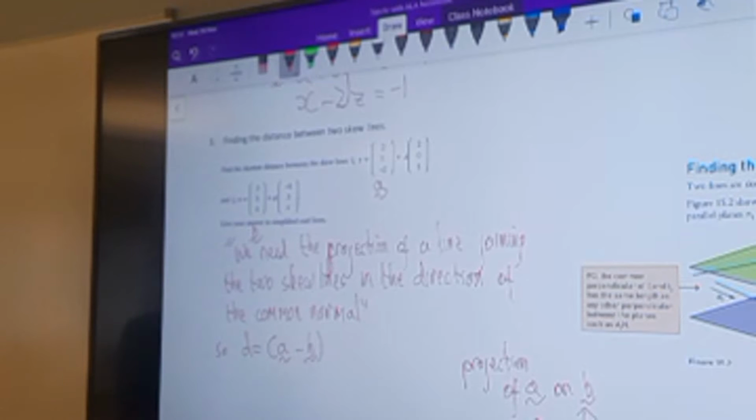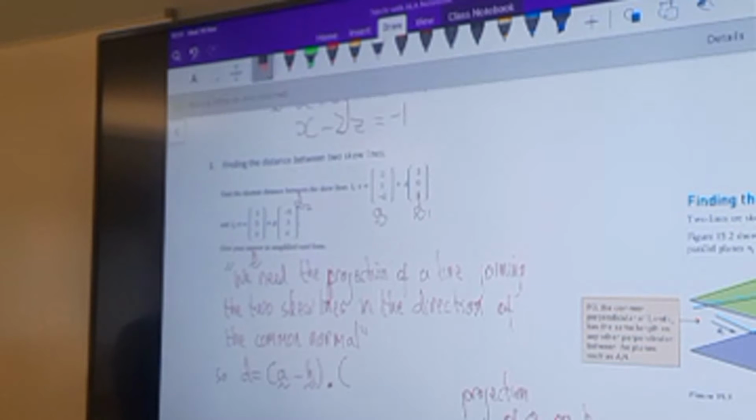The projection is A dot B hat. So I want A minus B dot, well, what's the direction of the common normal? It's, oh gosh, sorry, I should say N. No, D1 and D2. So the common normal is D1 cross D2.